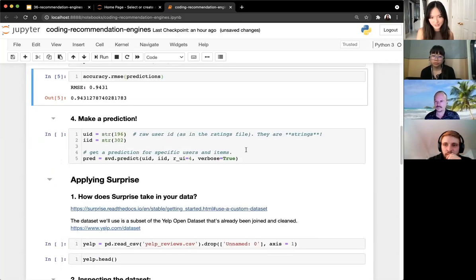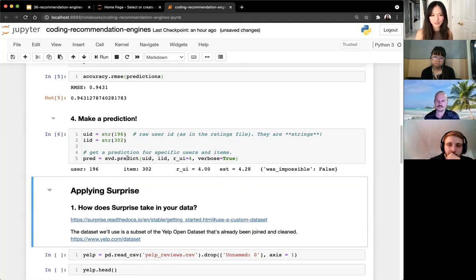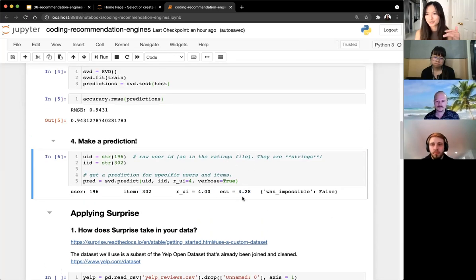To make predictions, you actually use svd.predict. You give it some sort of user ID and item ID, depending on how you feed it in, and I'll talk about that in more detail later. But just by doing that, you can come up with a prediction just like that. So for this random user and this random item, the real rating was 4, but the estimated rating was 4.28. So the procedural code is very, very straightforward.